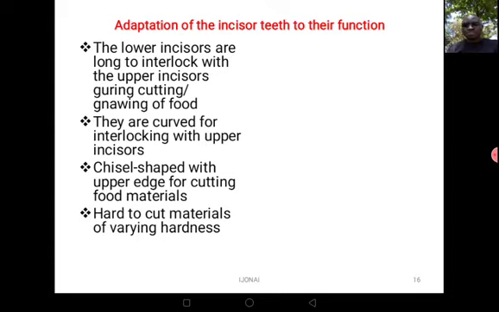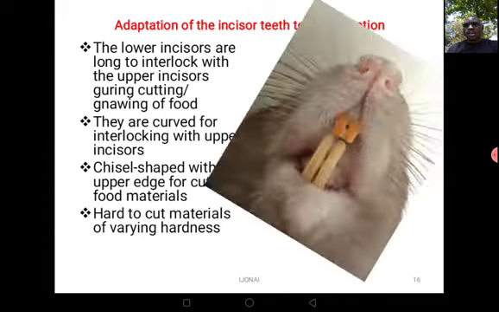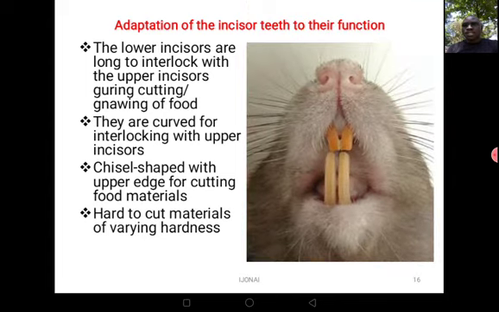Okay, so let's look at the teeth now. We realize that the teeth that we can see externally are the incisor teeth, and we see that the lower incisors are longer to interlock with the upper incisors for cutting or gnawing of the food. So when you look at the lower and the upper, when they close, they interlock together, and that enables cutting of the food to become easier.